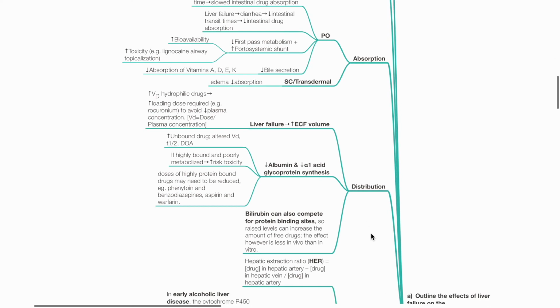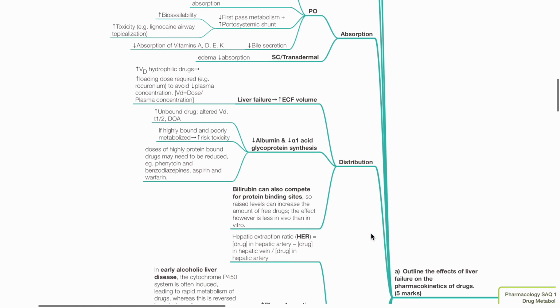Doses of highly protein-bound drugs may need to be reduced, such as phenytoin, benzodiazepines, aspirin, and warfarin, to avoid toxicity. Bilirubin can also compete for protein binding sites. Raised bilirubin levels can increase the amount of unbound drug.